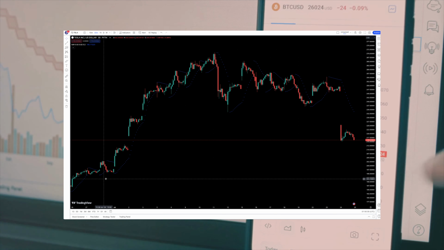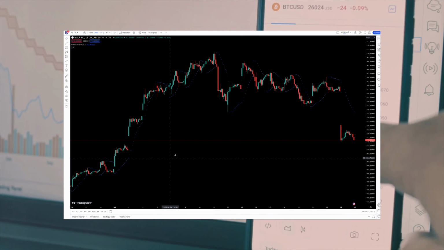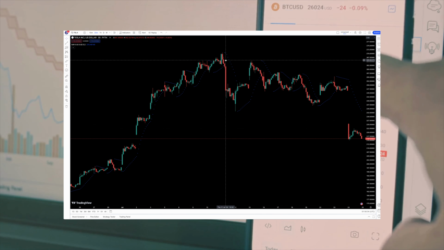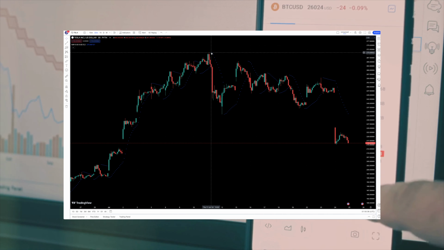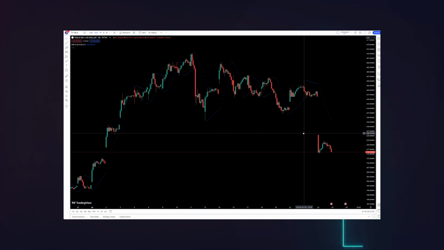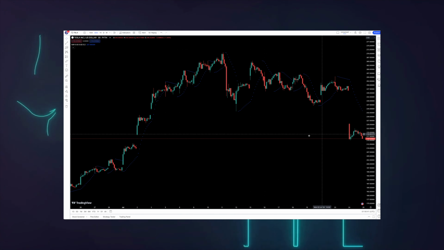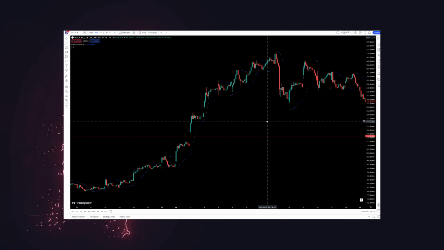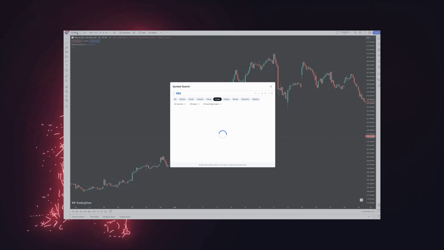The Parabolic SAR, or stop and reverse, appears on a chart as a series of dots positioned either above or below an asset's price. When the dots are below the price, it's a bullish signal indicating an uptrend. Conversely, when the dots are above the price, it's a bearish signal suggesting a downtrend.